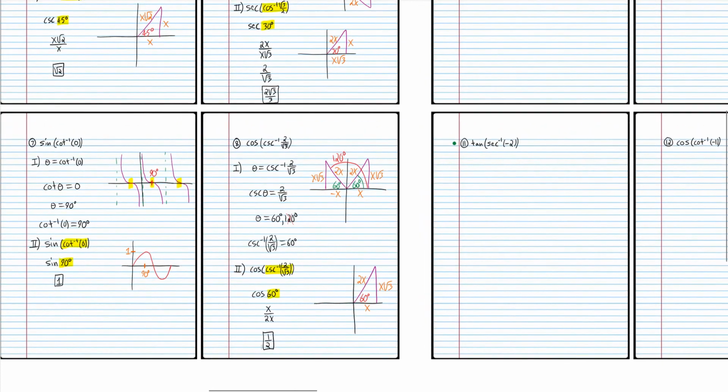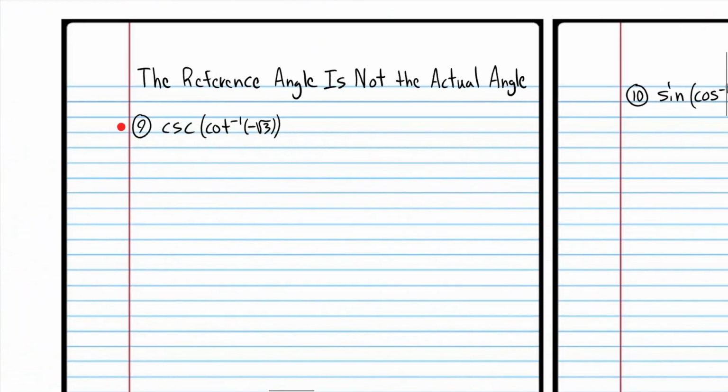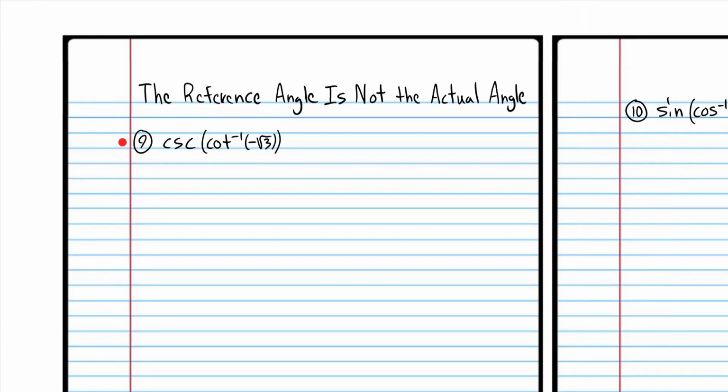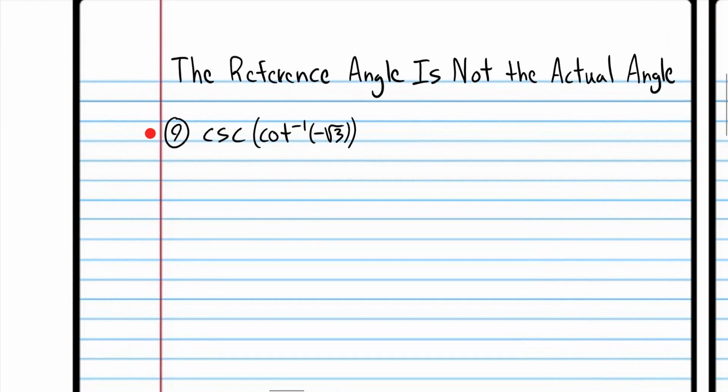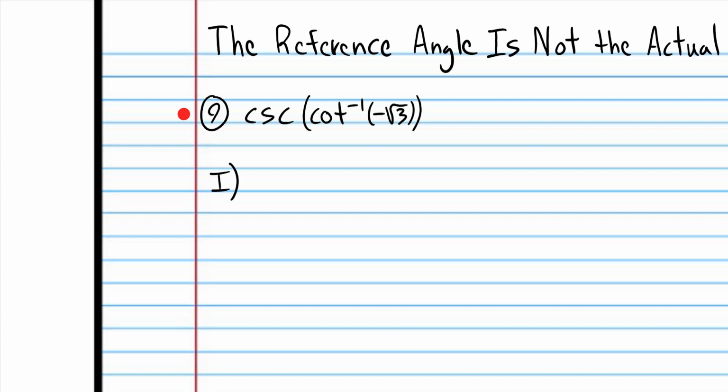Okay, so now we're going to go to some slightly different problems. In these problems, the reference angle is not going to be the actual angle. Other than that, they're going to be pretty much the same type of problem. So remember, the most important thing today is to start by finding the value of the inside expression. The problem is we don't know what that notation means, so again, we're going to set it equal to theta.